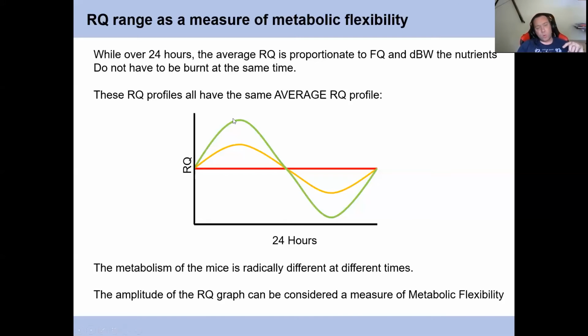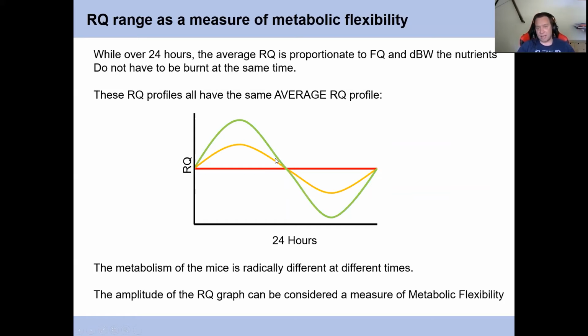So what I've drawn here is some theoretical respiratory quotient profiles. And what we have is in green, a mouse which is able to do a lot of different types of metabolism at different times. So it's good at doing carbohydrate oxidation, good at doing de novo lipogenesis, and it's also good at turning off carbohydrate metabolism and doing lipid release and lipid oxidation in the day phase. And then the red line is a mouse which just can't do it at all, and that just has an RQ for the whole 24 hours that is exactly the same as its food quotient. The orange represents a somewhat intermediate state.